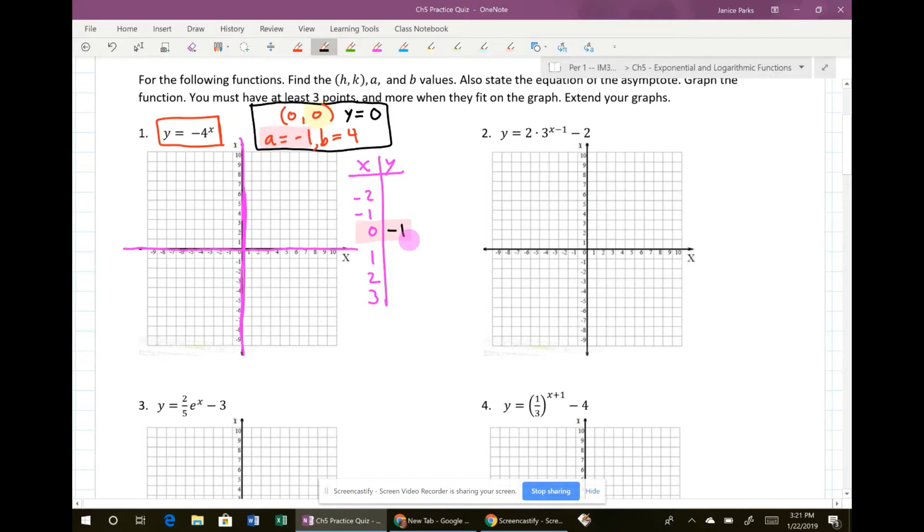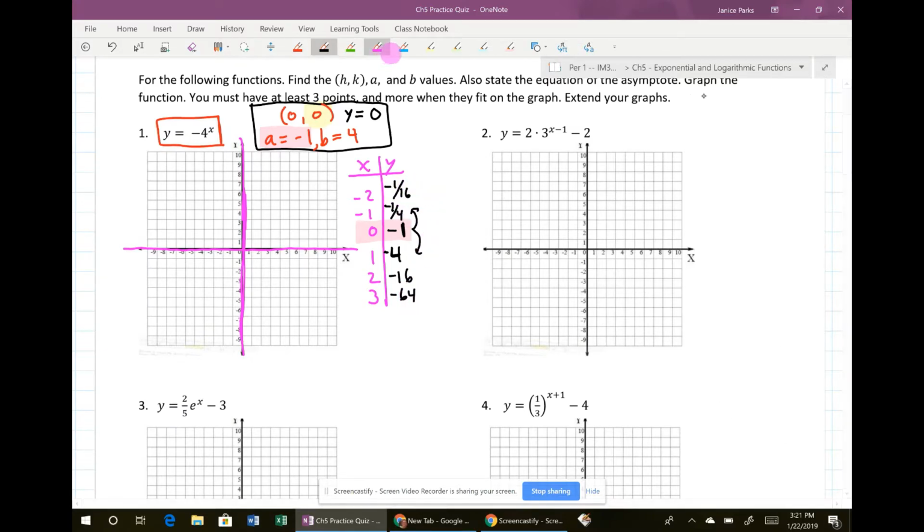The B value is the multiplier. So as you're moving, you're multiplying by 4. So 1 times 4, -1 times 4 is -4. -4 times 4, -16 times 4. Obviously, the numbers are getting pretty big. They're not going to be on the graph. You don't really have to go down to -64. And then on the way up, you're dividing by 4. So -1 divided by 4, and then -1/4 divided by 4. And you're welcome to use decimals there. I find it easier to use fractions.